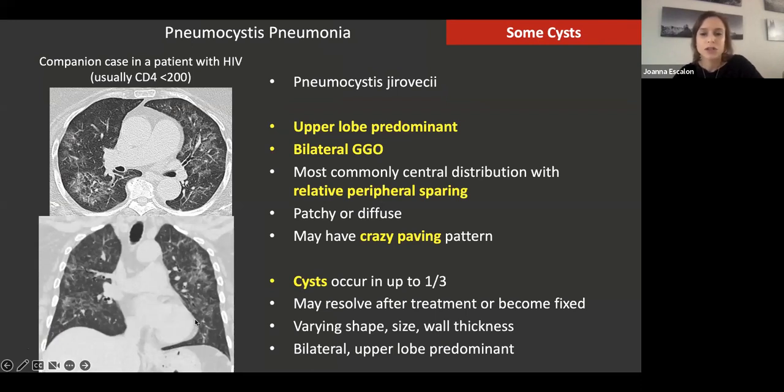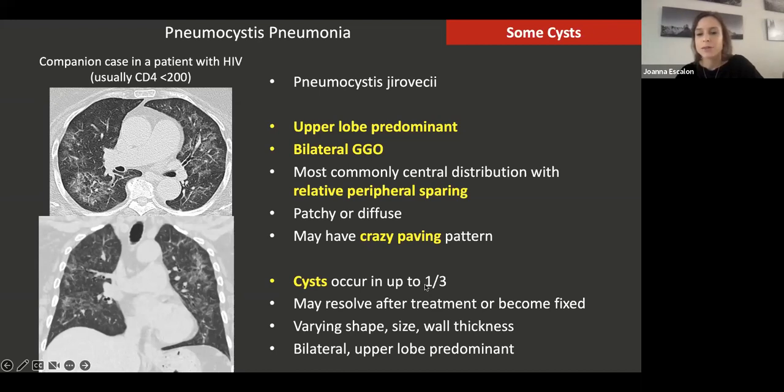So here I show you a companion case where they mainly have that central predominant ground glass, which is what you're usually going to see. The peripheral sparing is pretty typical. You might think of other things like diffuse alveolar hemorrhage, which can also spare the periphery, so that could be in your differential. Pulmonary edema, but in pulmonary edema, while the periphery can be spared, there's usually effusions, whereas effusions are rare in pneumocystis pneumonia. Pneumocystis pneumonia might also have a crazy paving pattern.